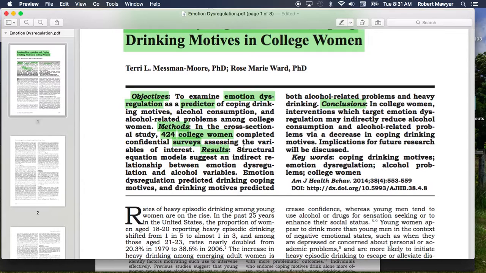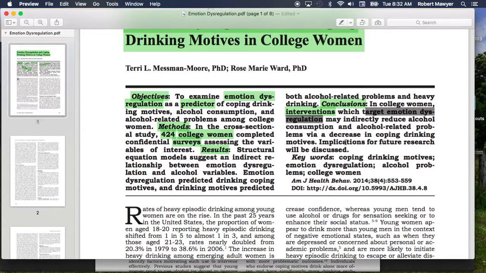So, after having done all of this study and finding these results, what the writers are saying here in the abstract is that for this population of people, college women, interventions, so maybe that's like programs or something, but things that we can do to get involved that target emotion dysregulation may indirectly reduce alcohol consumption. So I don't know, maybe they'll say something different, but I can imagine.